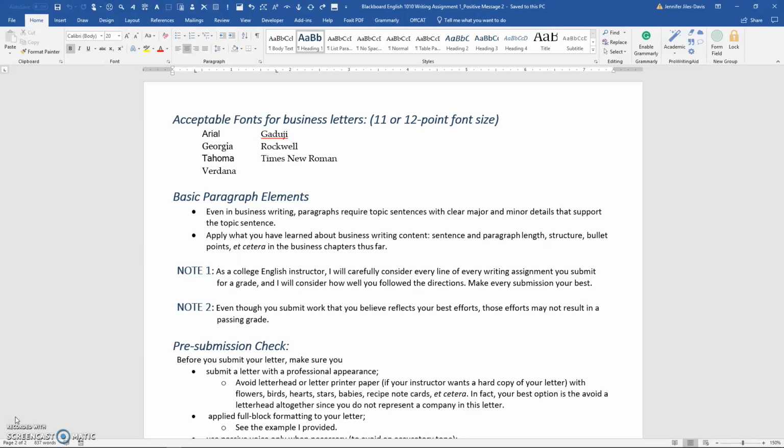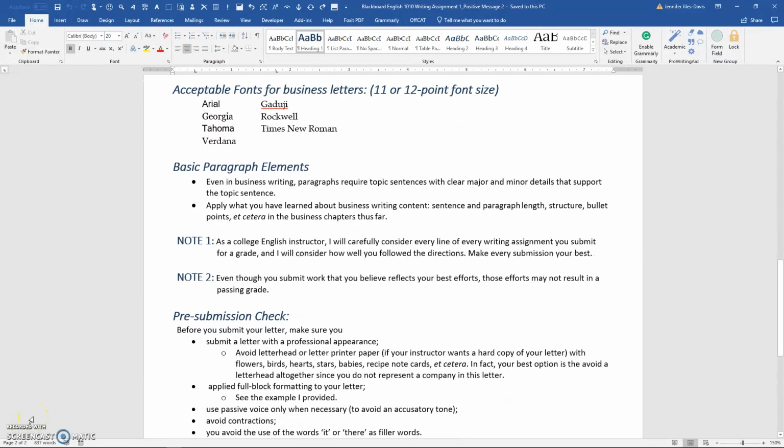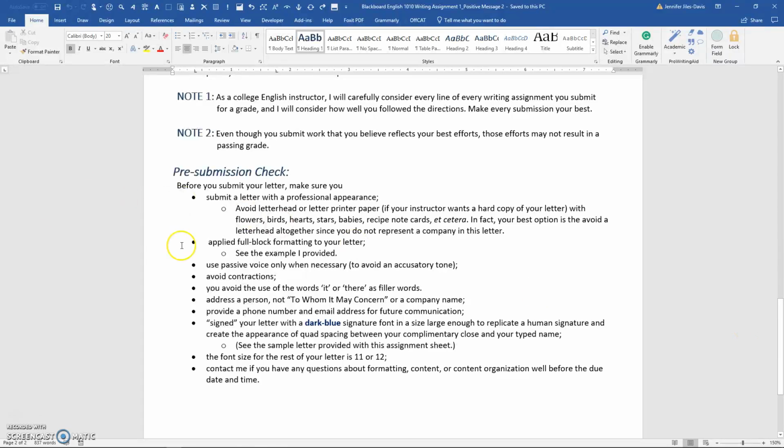And I know your parents probably told you when you were a kid that you draw more flies with honey than you do with vinegar. So it's very important to keep that in mind. Be nice, even though you are writing a complaint. And I've got a pre-submission checklist for you here. So it just tells you, submit a letter of professional appearance.